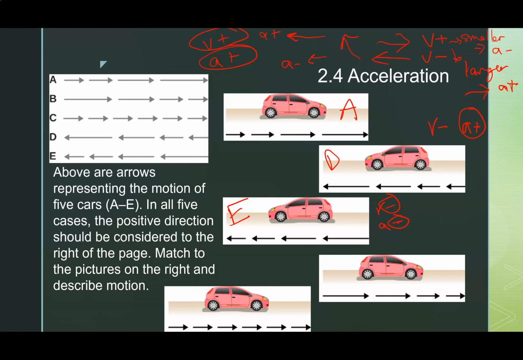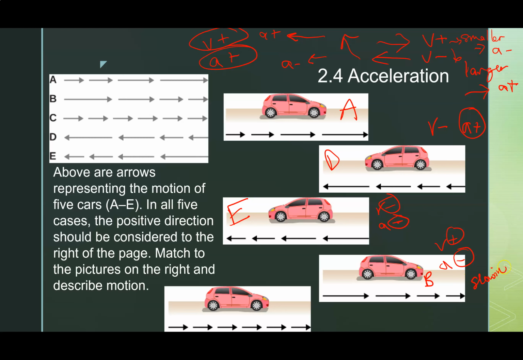Down here on the right, again, we have velocity positive because the arrows are pointing to the right, and we have the arrows getting smaller, which means that acceleration is negative. The object is slowing down. So I think this is letter B. And then over here, this object is slowing down, sorry. So we're going to write that too.